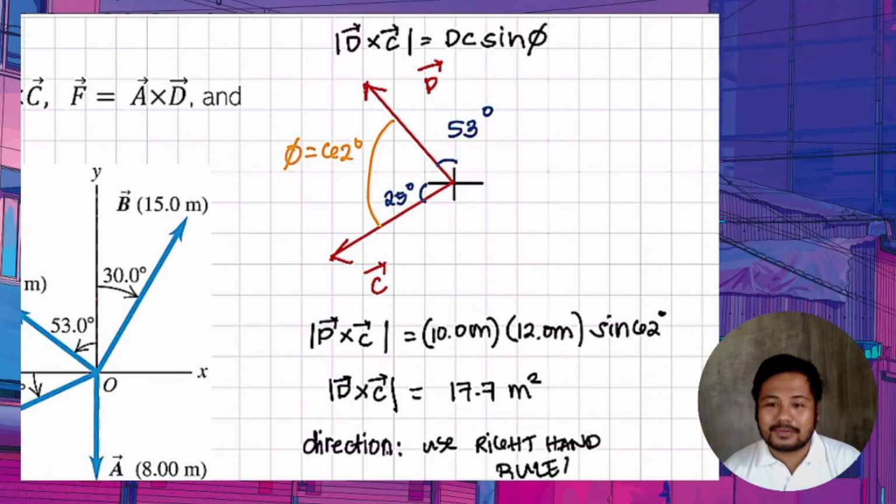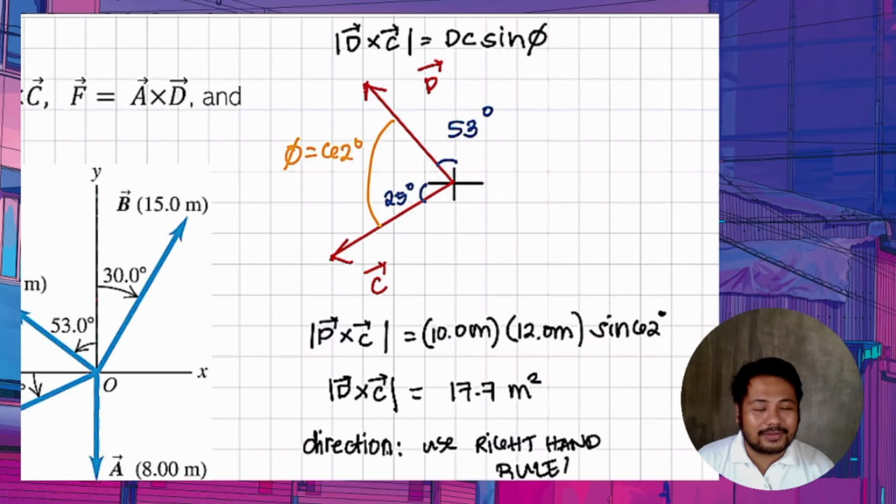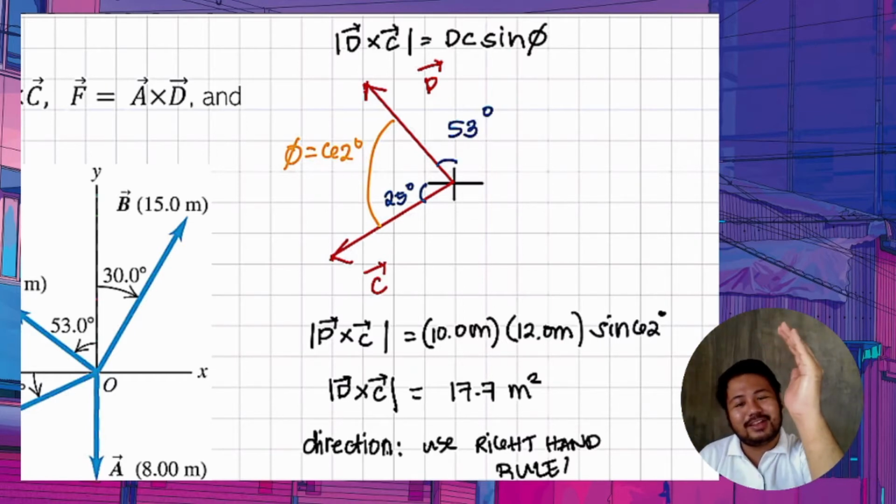So let me just flip my camera because it is mirrored. Wait lang. Ayan. Sorry. Okay, so it should be coming from vector D, going to vector C. This curve is pointing towards vector C, or going towards where our angle phi is being measured.